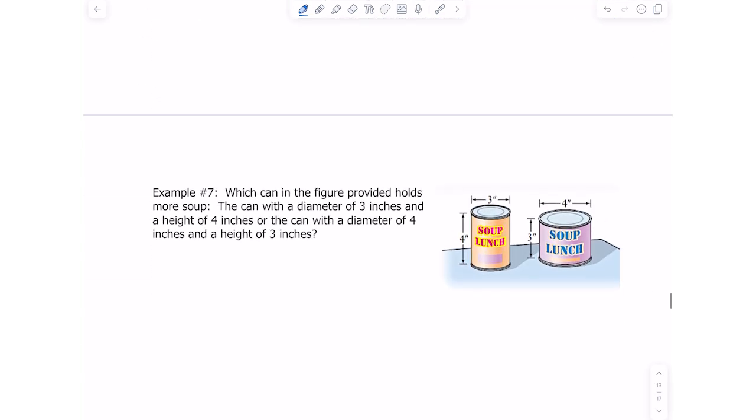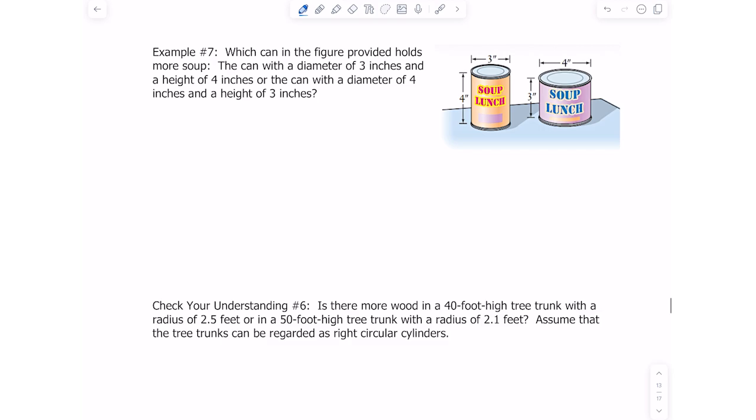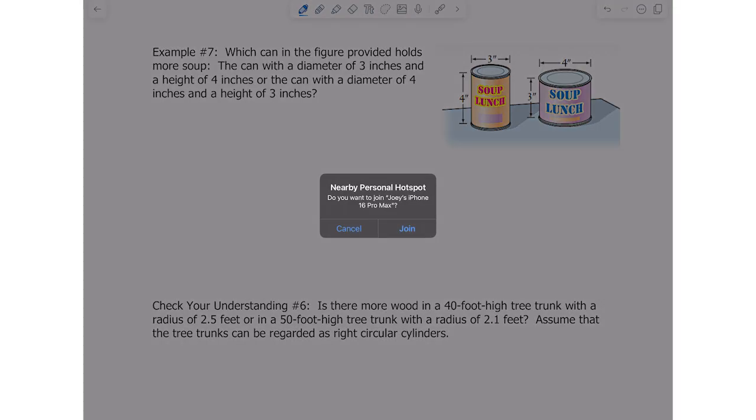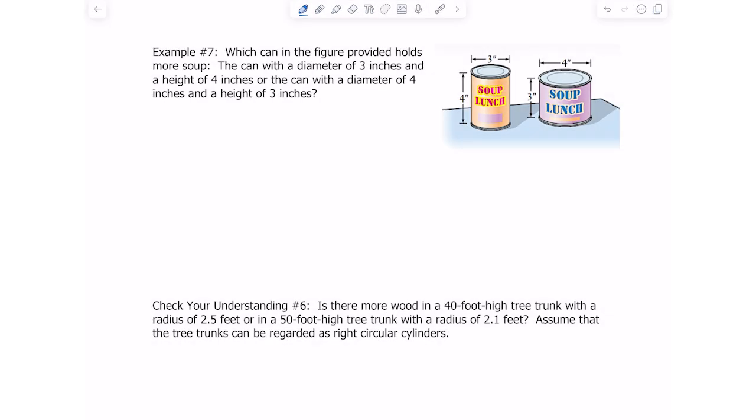Let's take a look at one more example, which deals with two soup cans. And in this one, we need to figure out which can provides more soup. The can with a diameter of 3 inches and a height of 4 inches, or the can with a diameter of 4 inches and a height of 3 inches. So let's talk about the first can. We'll call it can 1.